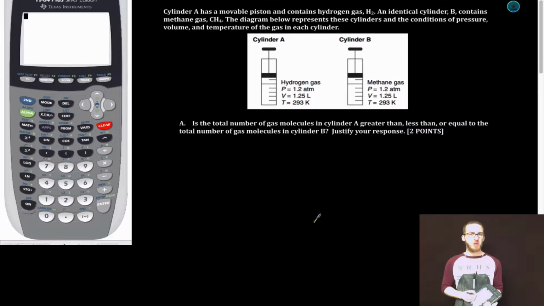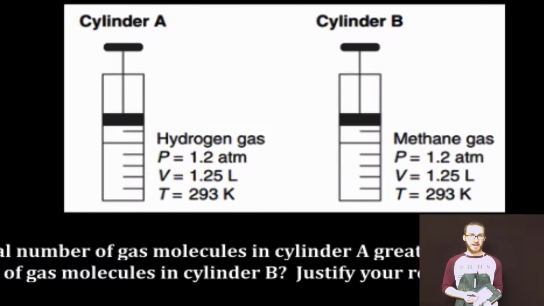Part A. Is the total number of gas molecules in cylinder A greater than, less than, or equal to the total number of gas molecules in cylinder B? Justify your response. Alright, let's take a look at the diagram. Notice that the pressure conditions are the same, the volumes are the same, and the temperature conditions are the same. What does this mean in terms of the number of gas molecules in cylinder A versus cylinder B?